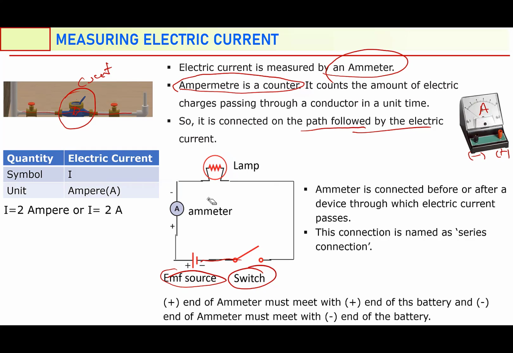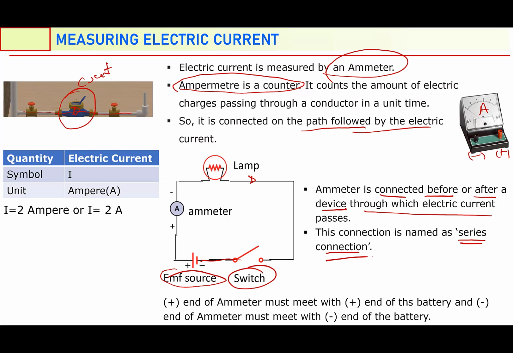When electric current starts from the positive terminal of the battery, first the electric current passes through the ammeter, then passes through the lamp. So the same electric current passes through the ammeter and through the lamp. That's why the ammeter is connected to a device in series. In series means one after another, just before the device or after the device. The ammeter is connected before or after a device through which electric current passes. This connection is named a series connection.